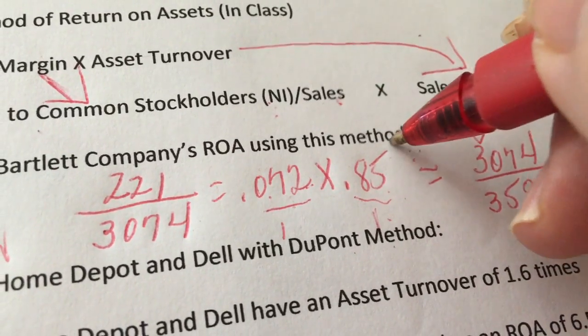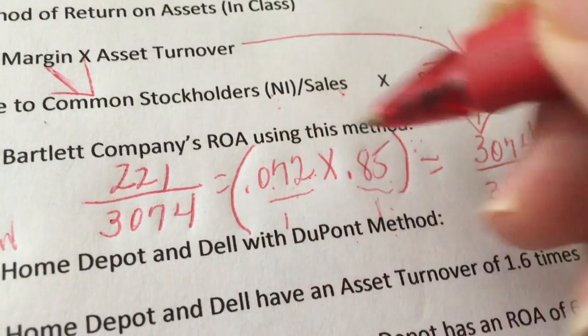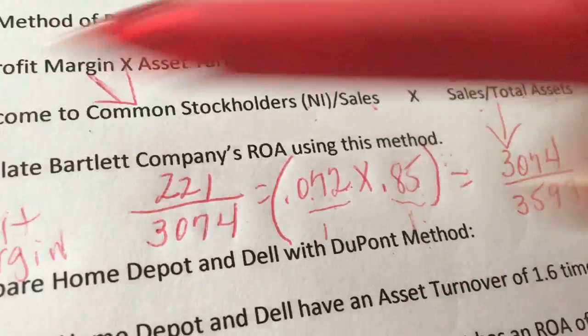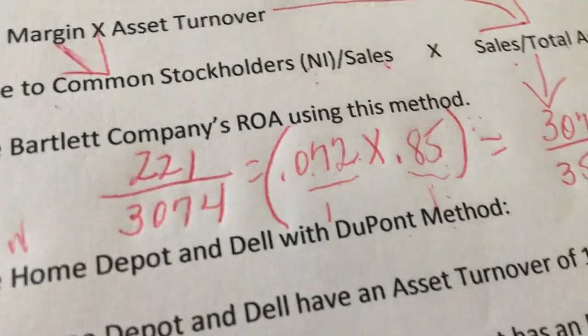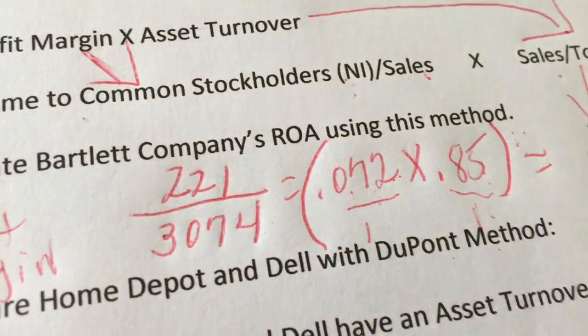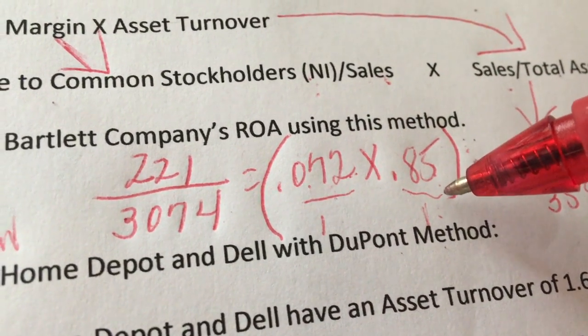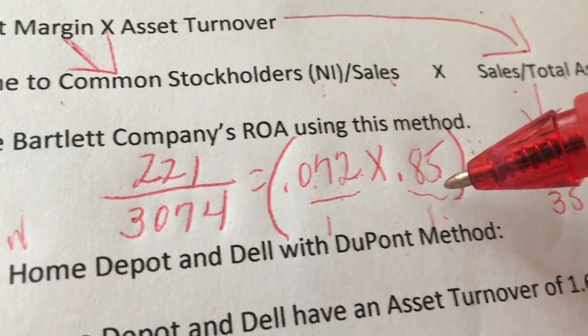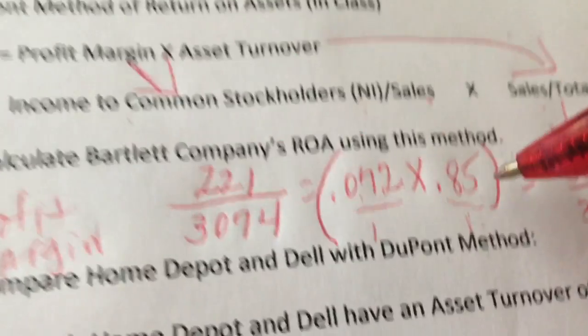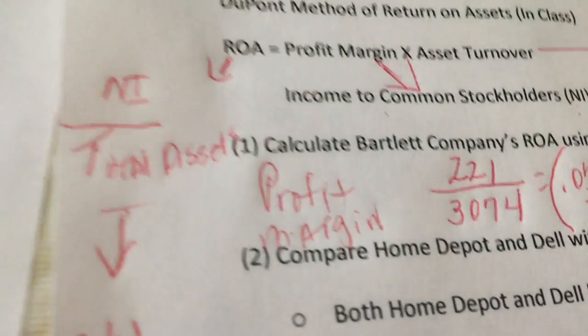So what I want you to do now is to multiply these 2 numbers, and we should come out with the same number that we would have if we went the long way. Now, by multiplying these 2 numbers, leaving it in decimal form like this, what we come up with is 0.061. So 0.061 is your return on assets.